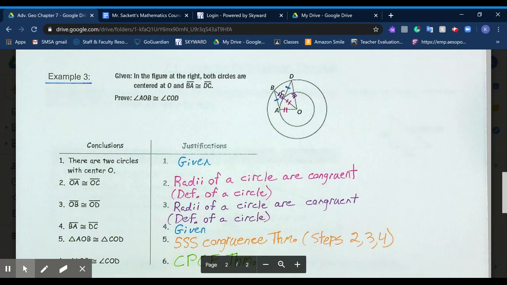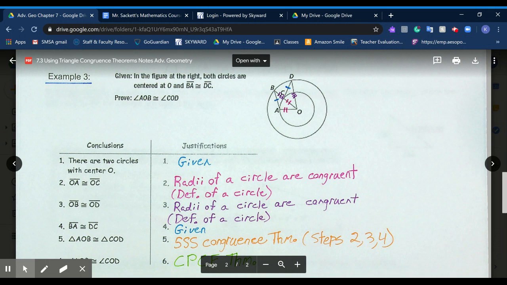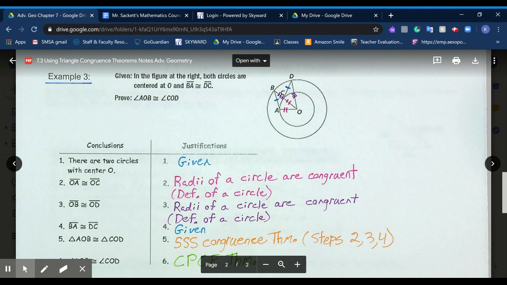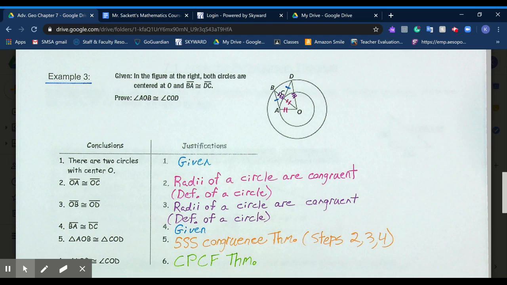Now, example 3, the indicators on the diagram get a little messy, so my apologies there because we have some overlapping segments, but no real way to avoid that. So they began with the given information in the figure at the right: both circles are centered at point O, and segment BA is congruent to segment DC. So I went in and just indicated first BA congruent to DC. The final goal is, in this case, to prove that angle AOB is congruent to angle COD.